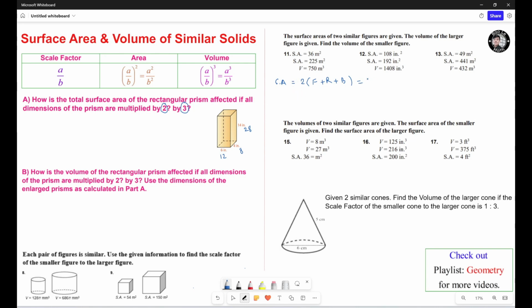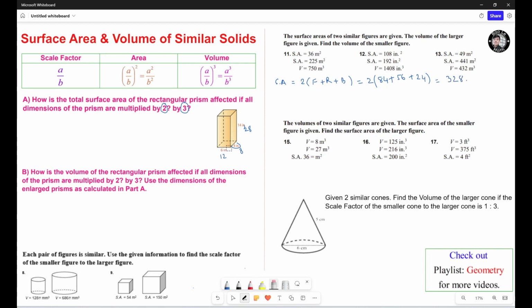So it's going to be equal to 2 times. Now the front. The front should be 6 times 14, right? 6 times 14. So it could be 84. Now the right. The right should be 4 times 14 right here. It's going to be 56. And the bottom should be 6 times 4. It could be 24. Alright, so if you add these up and you multiply by 2, it's going to be 328.